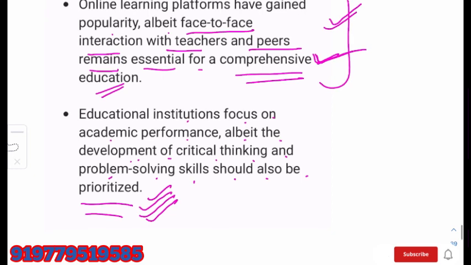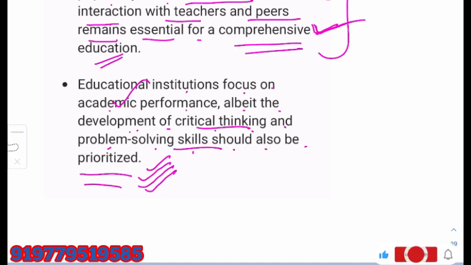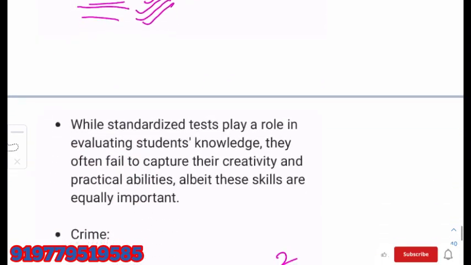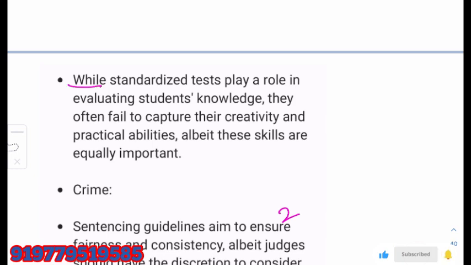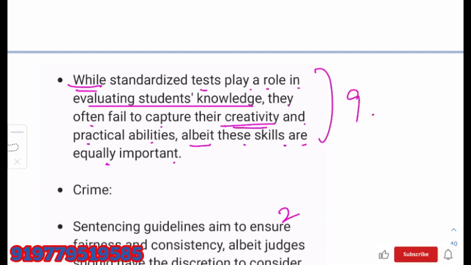Okay, academic is of course there, and as we said, we can also make lists with albeit. See this, 9 band: While standardized tests play a role in evaluating students' knowledge, they often fail to capture their creativity and practical abilities, albeit these skills are equally important. 9 band. See, it is a compound complex sentence.